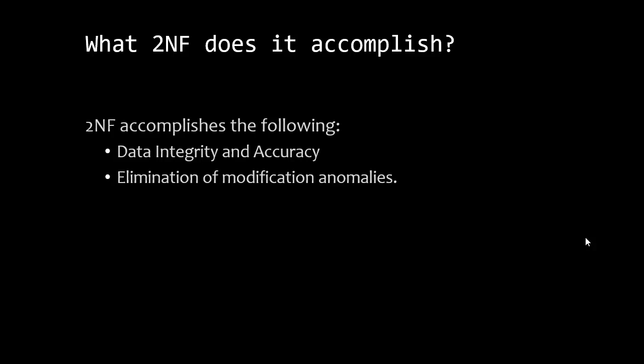Elimination of modification anomalies. If there's something out there that's redundant and we need to update it, and it's in our database a billion times, going through and changing a billion records, billion might be high, but you get the idea, could be an issue. With that said, the best thing to do is just update it one time. And that's what we're trying to accomplish with the second normal form.